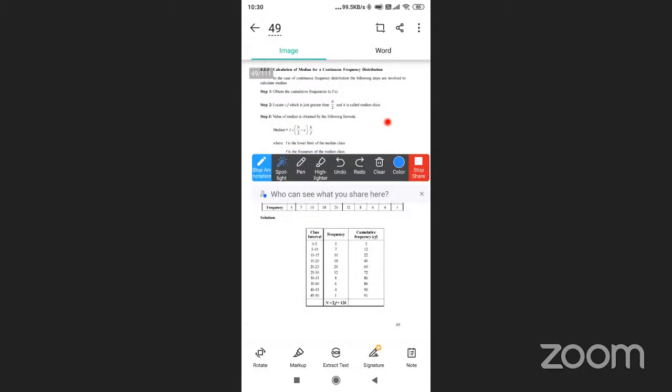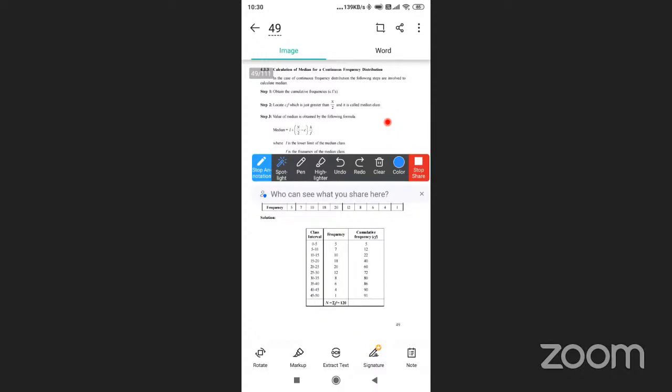In the case of a continuous frequency distribution, the following steps are involved to calculate the median. Step number 1 is to obtain the cumulative frequencies, which you can construct as explained just before the example. Step number 2, locate the cumulative frequency which is just greater than N by 2, and it is called the median class.